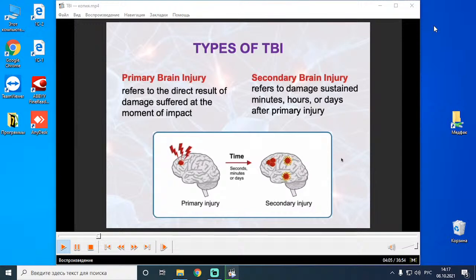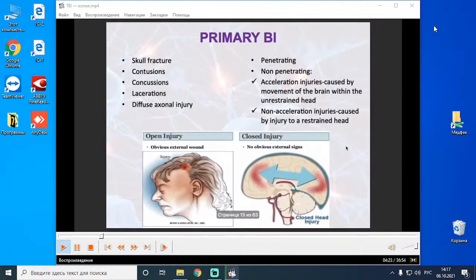Types of TBI. Primary brain injury refers to a direct result of damage suffered at the moment of impact. Secondary brain injury refers to damage sustained minutes, hours, or days after the primary injury. Primary brain injury: skull fracture, contusions, concussions, lacerations, diffuse axonal injury, penetrating, non-penetrating. Acceleration injuries are caused by movement of the brain within the unrestrained head. Non-acceleration injuries are caused by injury to a restrained head. Here you can see images.